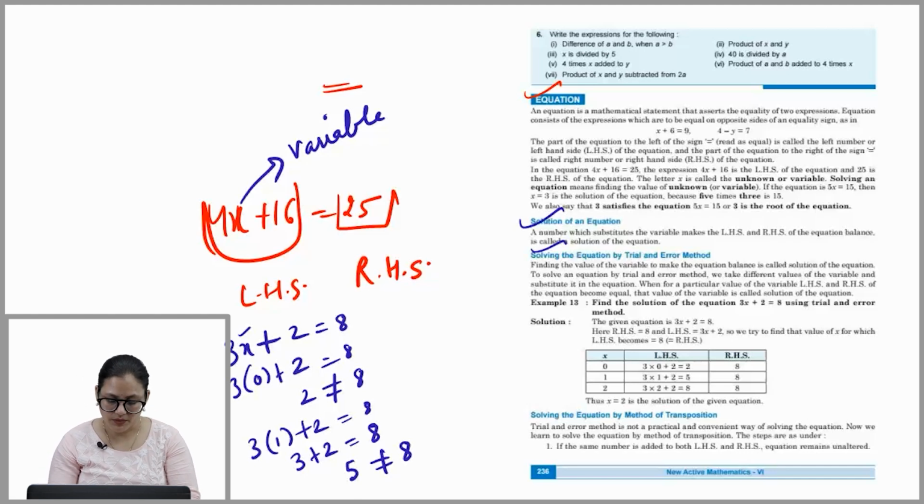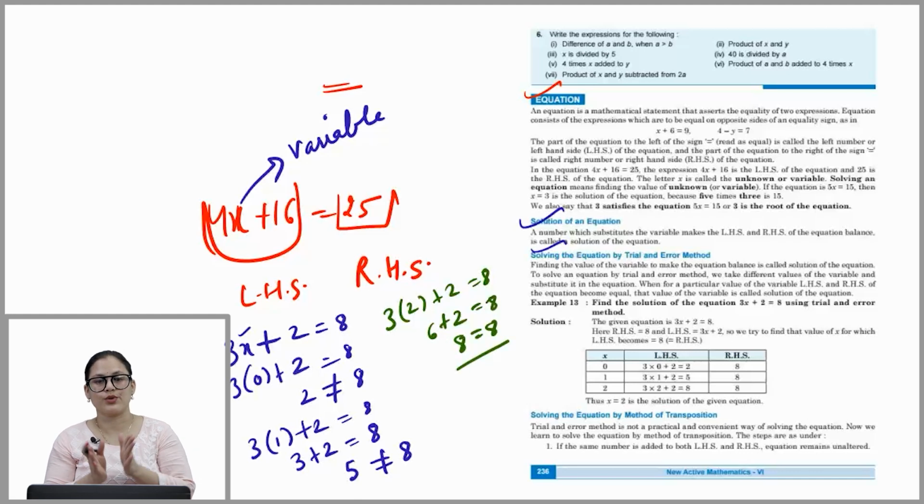Then now what will we write? We will put 2 instead of x. 3 into 2 + 2 = 8. 3 into 2 is 6. 6 + 2 = 8. So 8 is equal to 8. Here LHS is equal to RHS. So x is equal to what? x = 2 is the solution of the given equation, right?